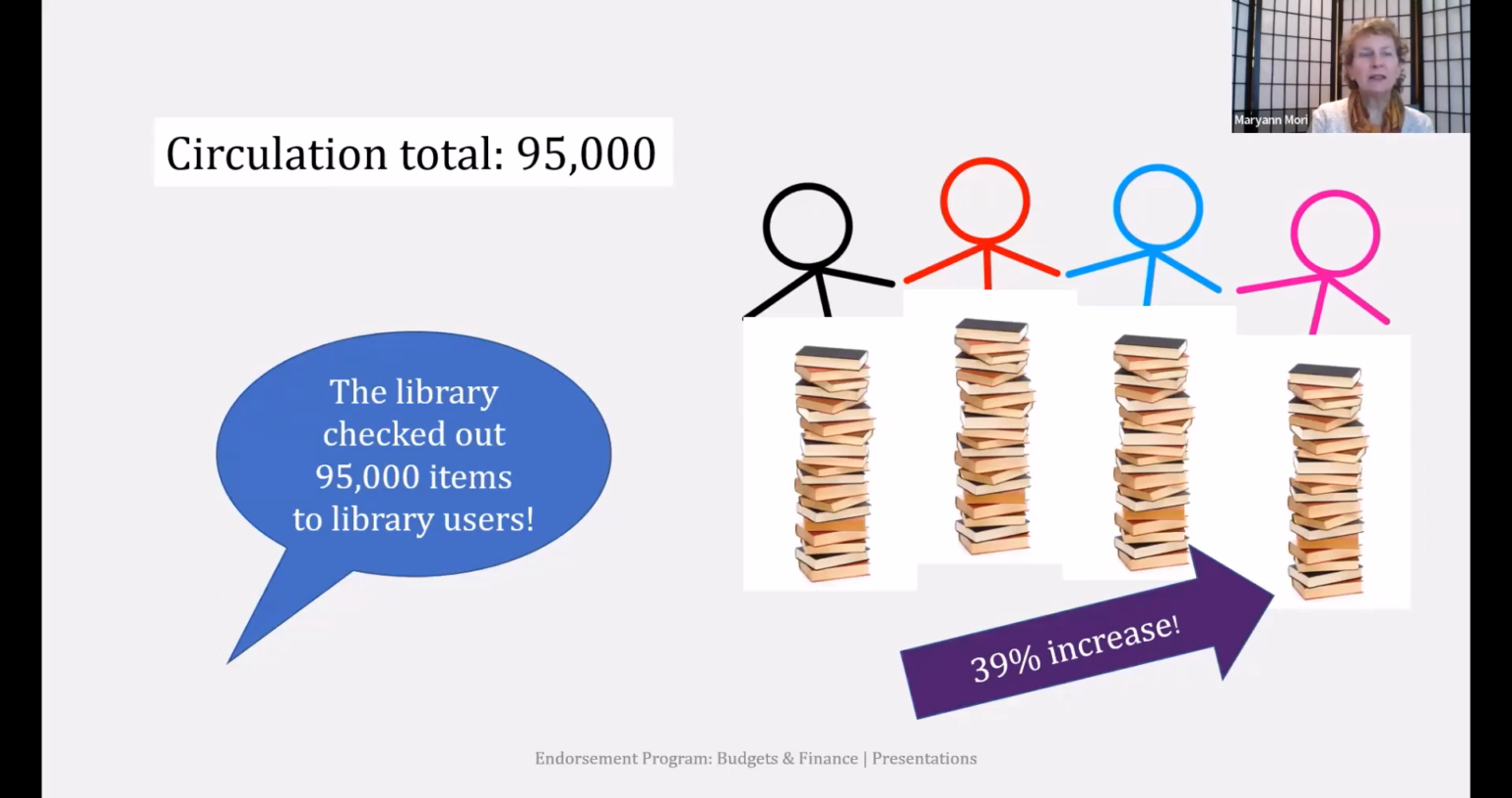You could state the information in a way that's a little more user-friendly by saying, the library checked out 95,000 items to library users. Or you could illustrate and explain what the number means like this. Last year, the library checked out a total of 95,000 items. That's an average of 19 items per person in our town every month. It's a 39% increase from last year in use of our library materials. Now the number 95,000 makes sense as we see how it applies to a personal level among the city's population, as well as the fact that it's a substantial increase.